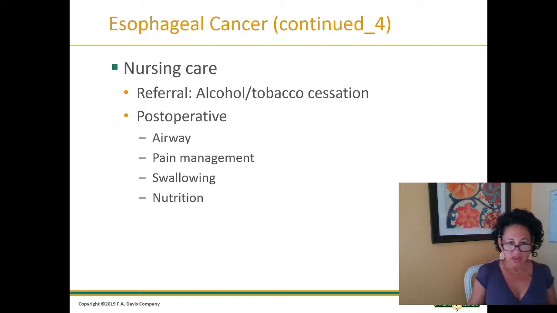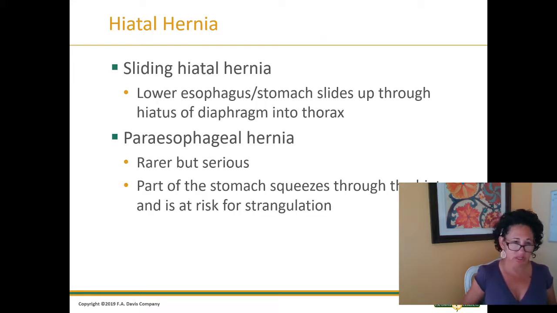Nursing care. So we want them to stop, obviously, any alcohol or tobacco intake. Postoperatively, make sure we maintain an open airway, pain management, swallowing, and nutrition. Their swallowing mechanism is greatly affected and inhibited, so you're going to have to find another way for them to eat, possibly. So they might have a G tube temporarily.